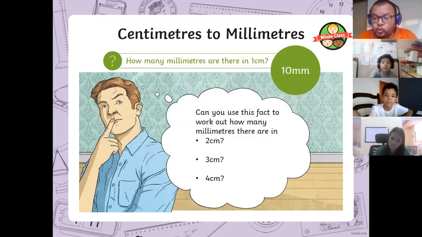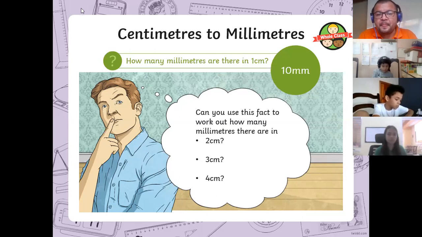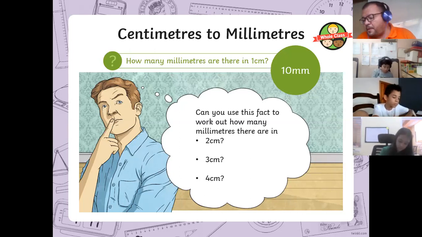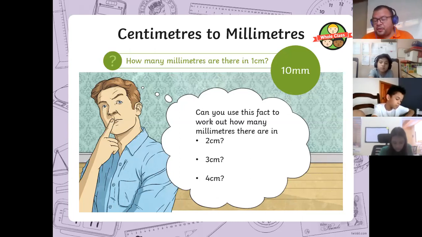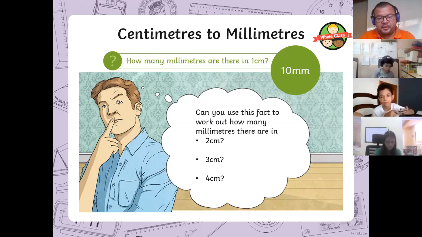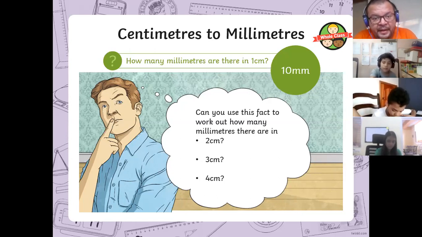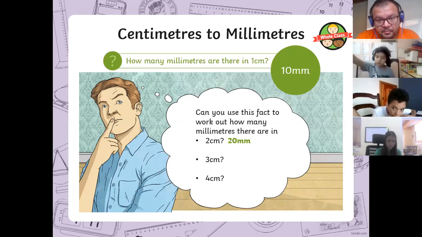20 millimeters. Somebody's writing in the chat. Bueno. How many millimeters are in 3 centimeters? 30 millimeters. And how many millimeters are in 4 centimeters? 40 millimeters. That's right.